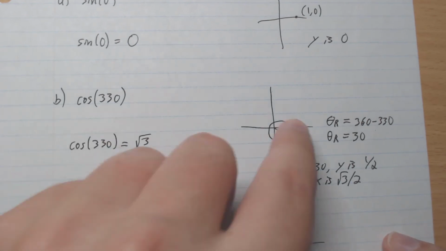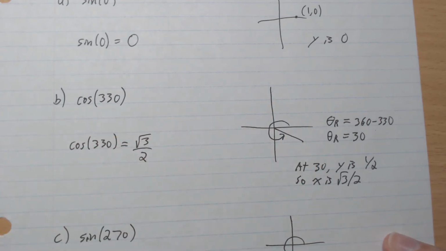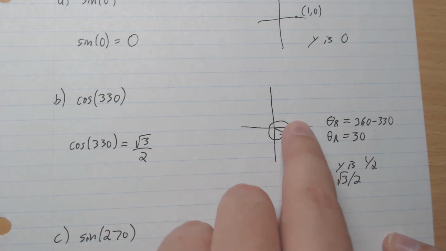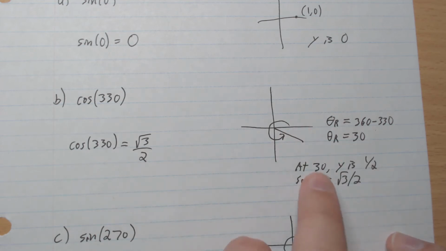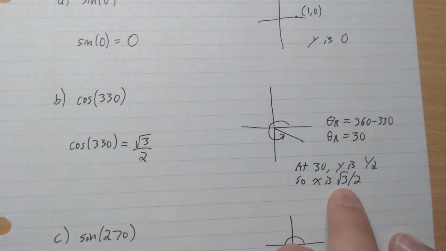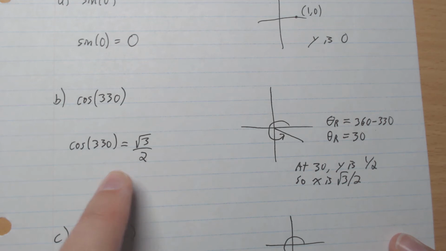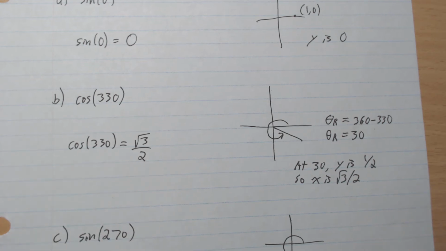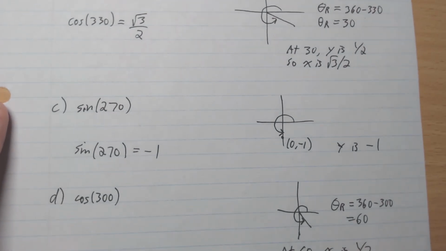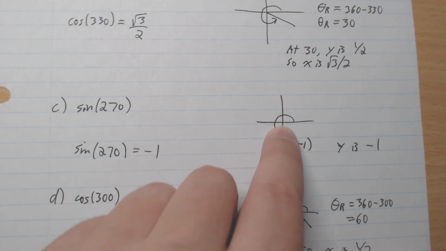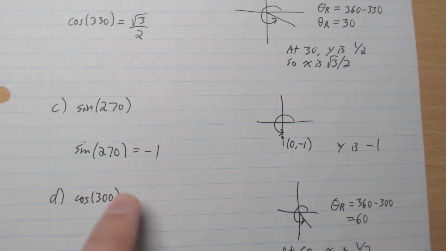B, cos of 330, so we have our angle here, 330. 360 minus 330 gives reference angle of 30. At 30, y is a half, but we're looking for x, and so the x is root 3 over 2. It is positive over here, so root 3 over 2 is the value of cos 330. C, sine of 270. 270 is right here. The y value is negative 1, so sine of 270 is negative 1.